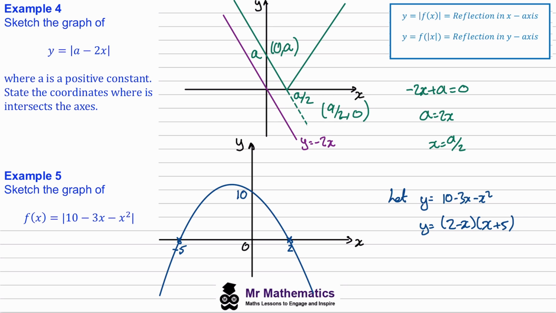So now we've sketched the quadratic, we need to sketch the modulus function. So because we've got the modulus of a function, we're going to reflect it in the x-axis. So in these parts, when x is less than negative 5 or greater than positive 2, these will be reflected through the x-axis to here and here. And then the points between negative 5 and 2 are already positive, so they will remain positive. Okay? So this is the sketch of f of x.